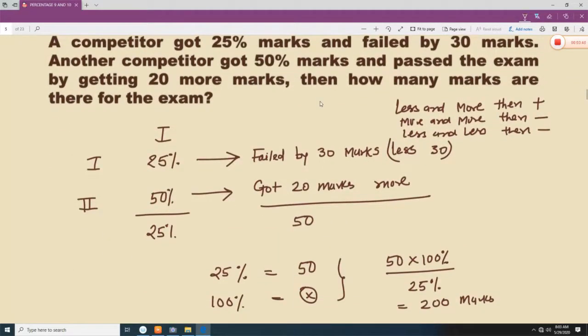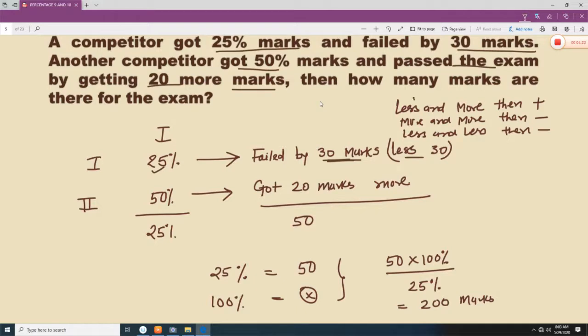A competitor got 25% marks and failed by 30 marks. Another competitor got 50% marks and passed the exam by getting 20 marks more. Then how many marks are there for the exam? So let's say with 25% marks he failed by 30 marks, which means he got 30 marks less. And if he gets 50% marks, then he is getting 20 marks more than the passing marks.